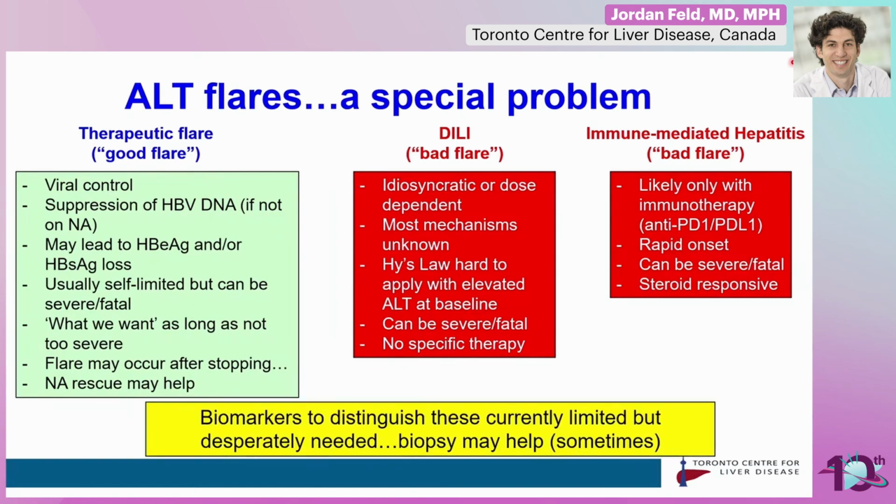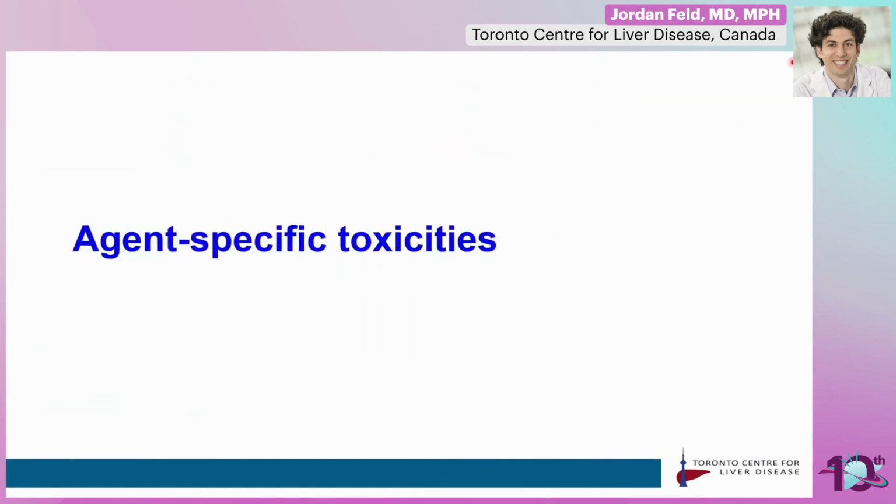So I think the real challenge here is right now we don't have very good biomarkers to distinguish these, so we're sort of looking at ALT flares in any context and trying to interpret one versus the other, and I'm going to make the case at the end that we really need to dig down into this to understand what's actually going on to better understand this situation. So let's think about the agent-specific toxicities.